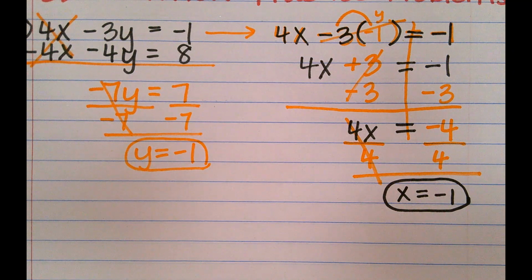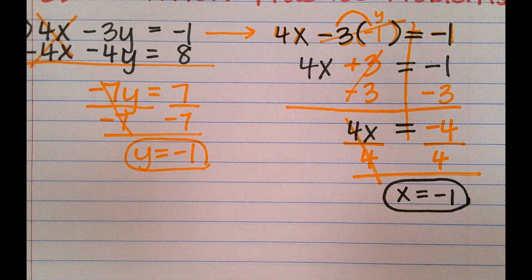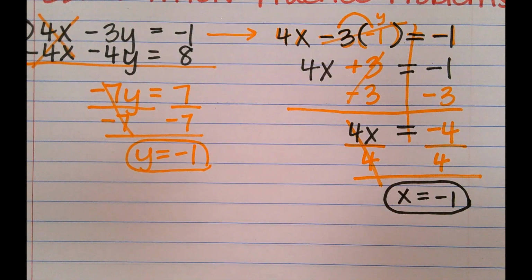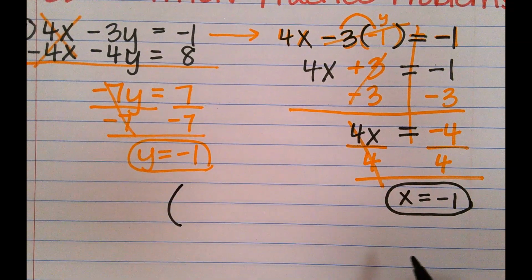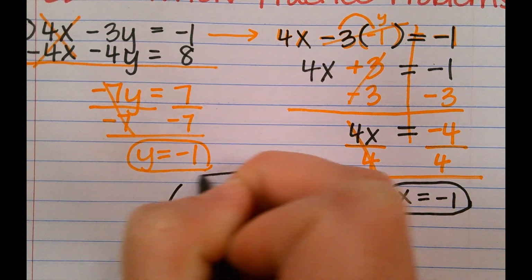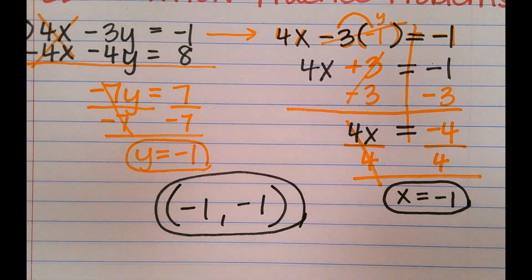Okay. So I have x, I have y. Am I done? You gotta make your coordinate. My coordinate. What is my coordinate? -1 and -1. There you go. That's your answer.